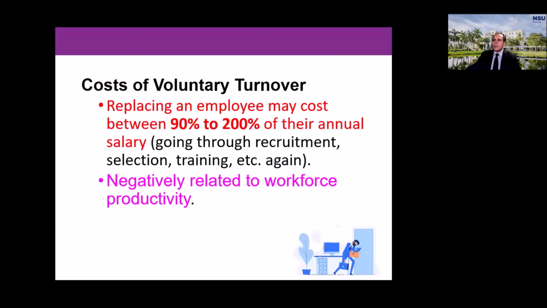Replacing the employee may cost between 90% to 200% of the annual salary, because you're going through recruitment, selection, training, and trying to get another person that might or might not be a good fit with the department or the organization. So the cost of voluntary turnover is negatively related to workforce productivity. In other words, productivity might decline, at least for a short period, if not in a sustainable manner.